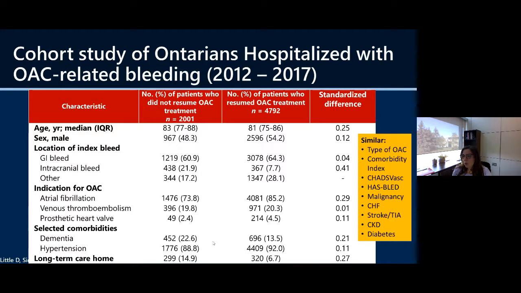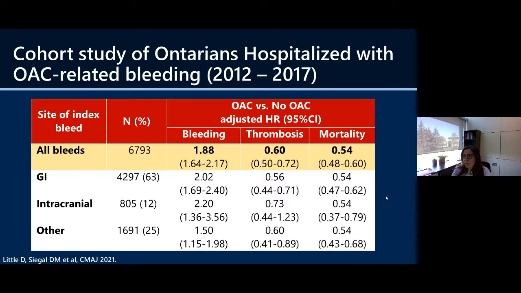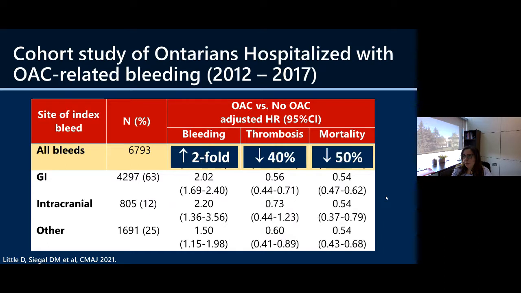Just about a quarter of them had dementia, and many of them had other cardiovascular risk factors. These groups were fairly similar with respect to some of the other characteristics we would be interested in. Again, we found that in individuals who resumed anticoagulants versus those who did not, there was a twofold increased rate of bleeding, a reduced rate of thrombosis, and a reduced rate of mortality. Again, there are issues around baseline confounding, but it gives us a sense that these findings are consistent across studies.